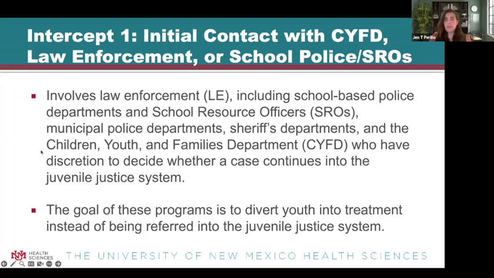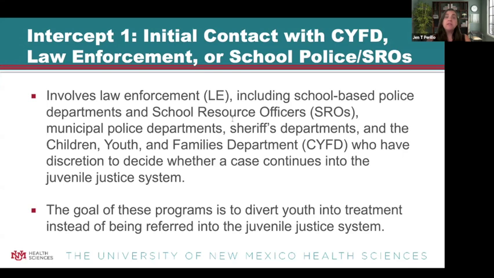So the next intercept that we have in the youth sequential intercept model, for New Mexico the ESIM, is intercept 1, initial contact with CYFD, law enforcement, or school police officers, or school resource officers, or SROs. This also includes municipal police departments, sheriff's departments, and children, youth, and families departments who have the discretion to decide whether a case continues into the juvenile justice system or not.